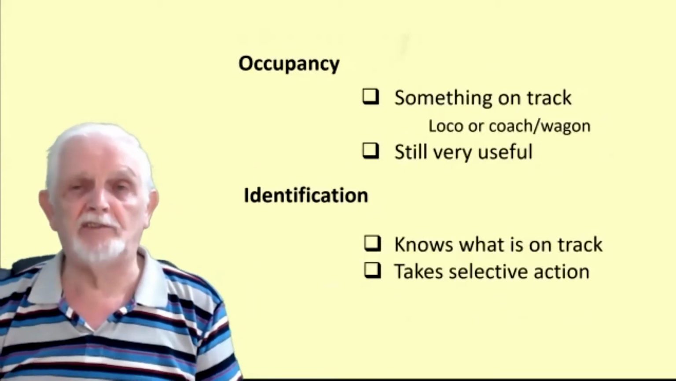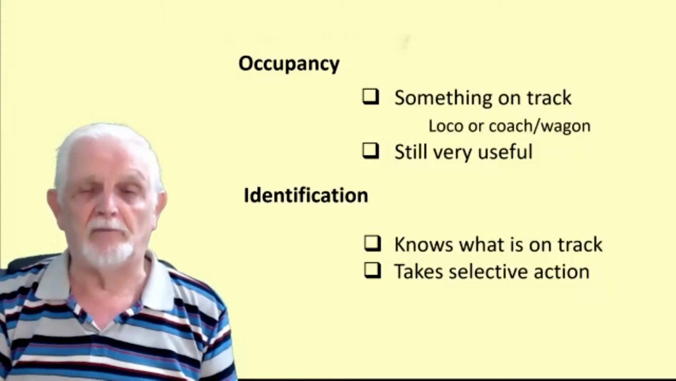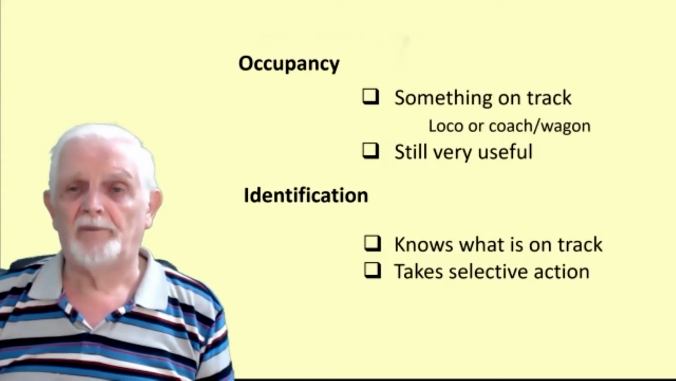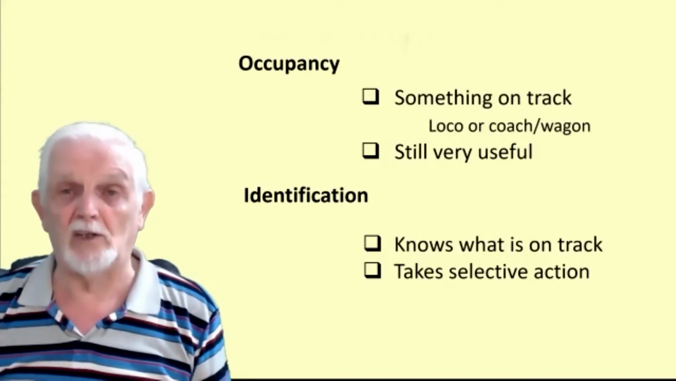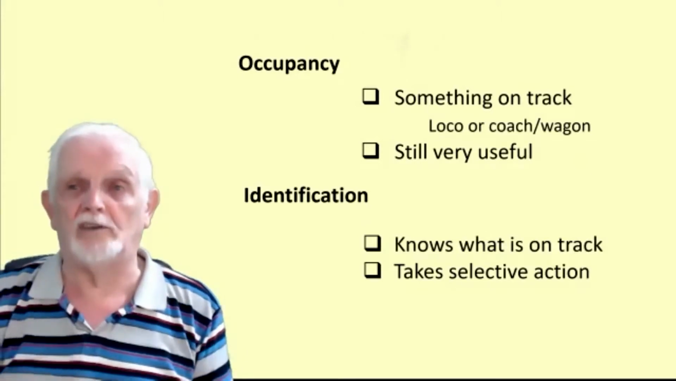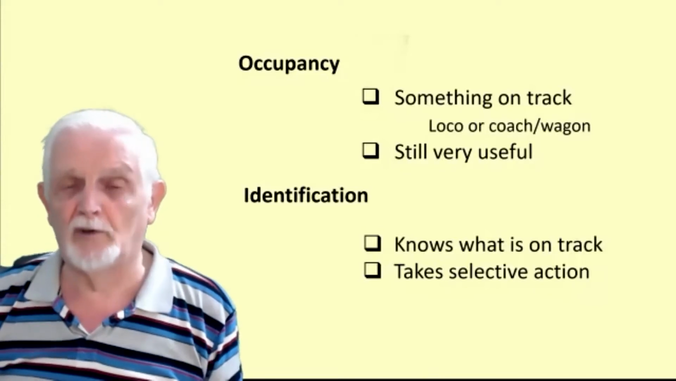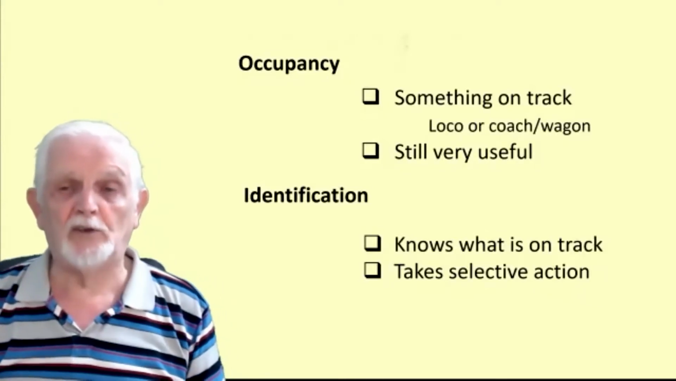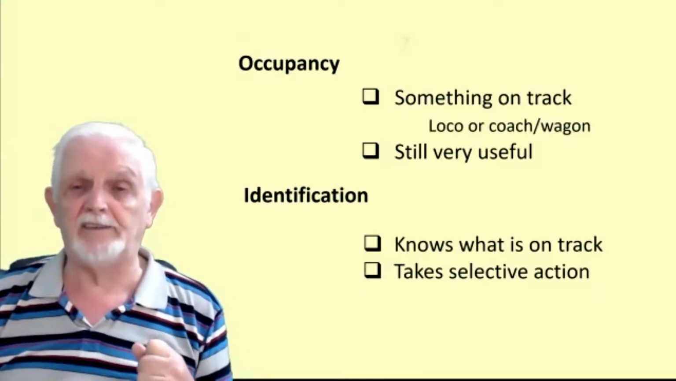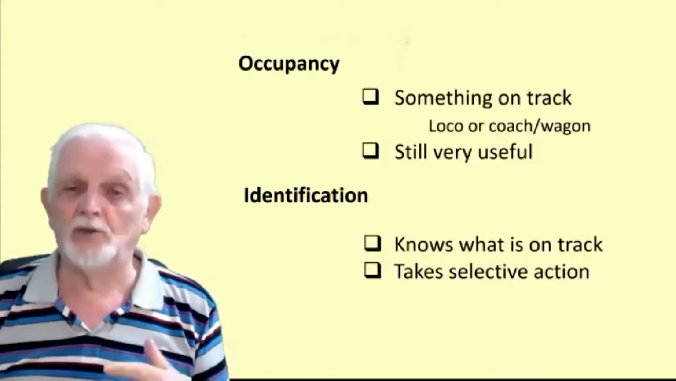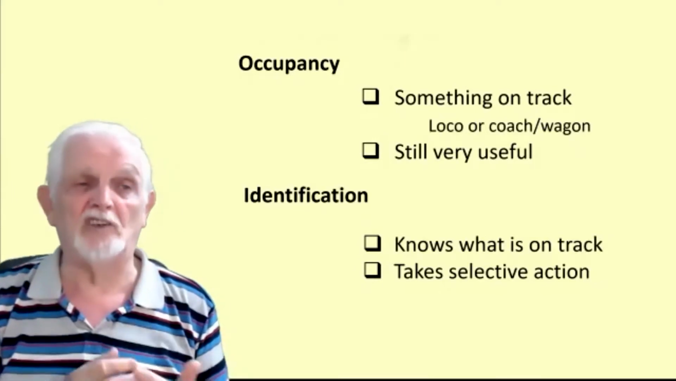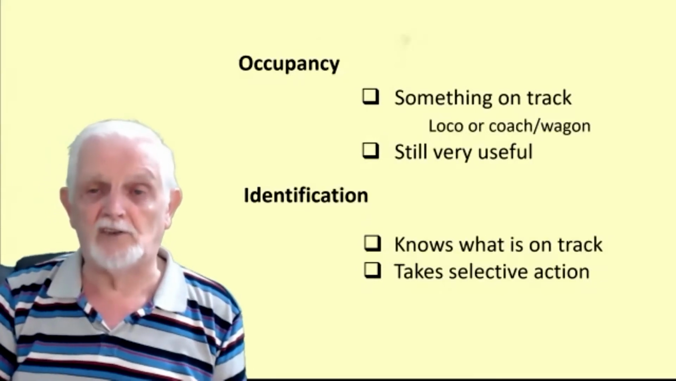And two other definitions are occupancy and identification. Nearly all the stuff that we do is based on occupancy. Either the train's in that bit of track or not. Either that siding is occupied or not, which is a very useful thing. If you want to go further, and the very last part of what I'm going to cover today is RFID, where you can identify, you know something's there, but you know what's there. You know exactly because it's got its own code. And that allows you to take selective action.